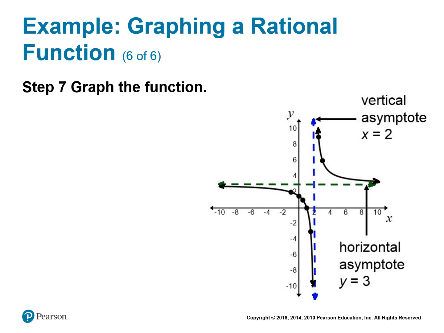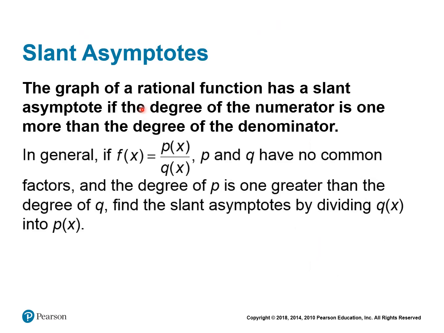All right. Now there's one more asymptote that we should know about as far as rational functions are concerned. It's called the slant asymptote, and that happens when the degree of the numerator is 1 more than the degree of the denominator. So it says the graph of a rational function has a slant asymptote if the degree of the numerator is 1 more than the degree of the denominator.